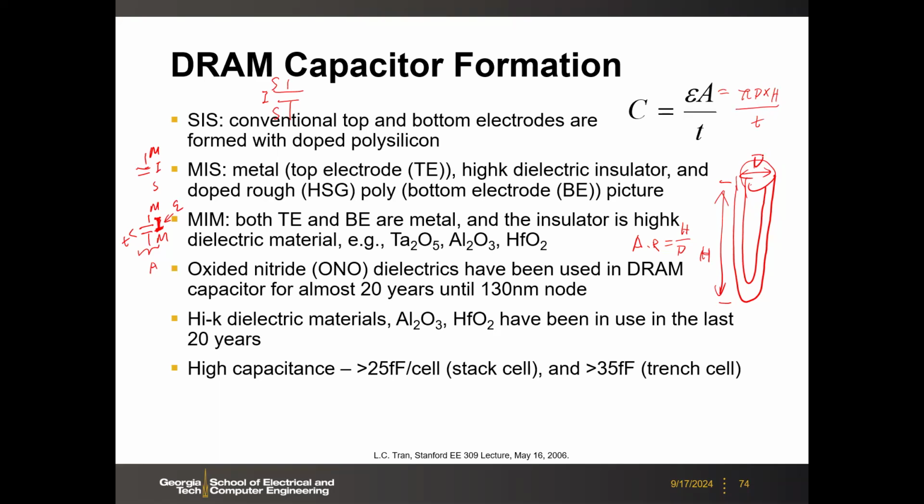So with the scaling, we are scaling what? D, right? D is like your F. With the scaling, we are going to have smaller D. If you do nothing, then the C storage node will decrease. That's not good for your sense margin, right? So you have different ways to increase that.